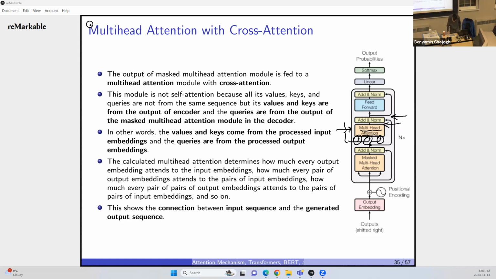Then what do we have? Again, several layers of feed-forward neural networks with nonlinear activation functions. Then we also, again, have residual learning and batch normalization. So far clear?